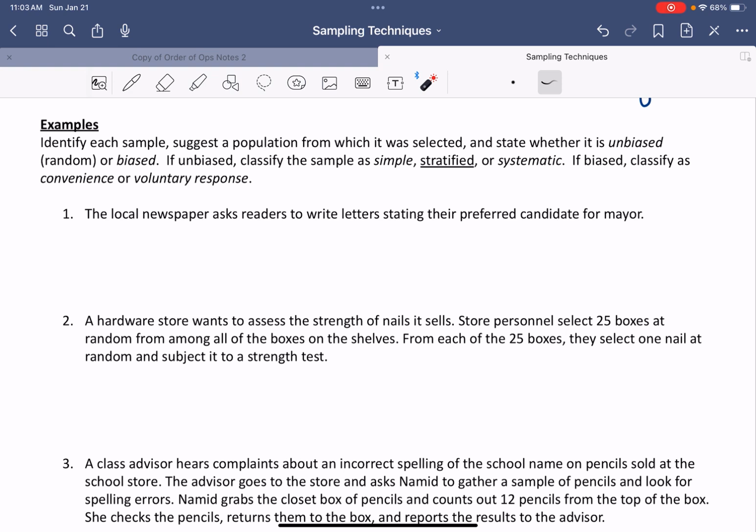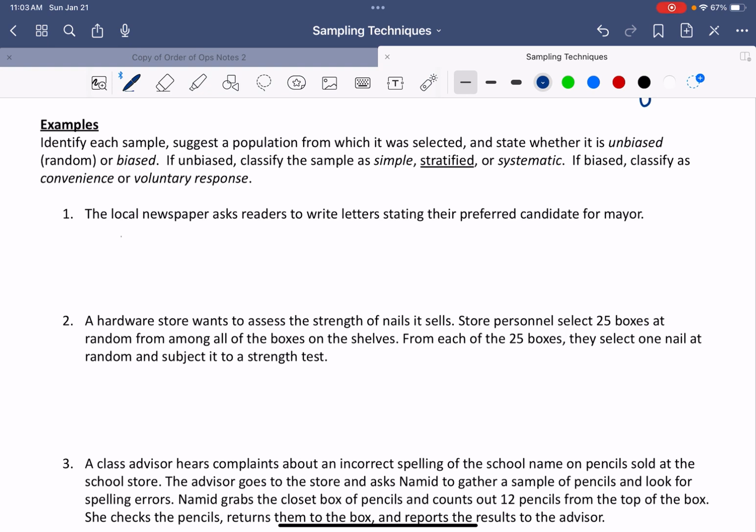Okay, first of all, sometimes I like to go, oh, is it biased or unbiased first? It's up to you how you feel like you can do this, but my question is, all right, so we've got a local newspaper asking readers to write letters stating their preferred candidate for mayor. Well, first of all, readers have to be reading the paper, okay? And then those people have to write a letter. So if you're thinking biased or unbiased, what is your gut saying?